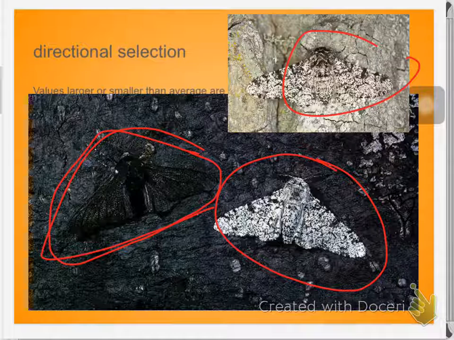Well, after industrialization, when they started looking at populations of peppered moths around British cities, guess which way the population had shifted? Towards the darker moths. The white moths were being picked off. And so pretty soon the entire population had shifted.